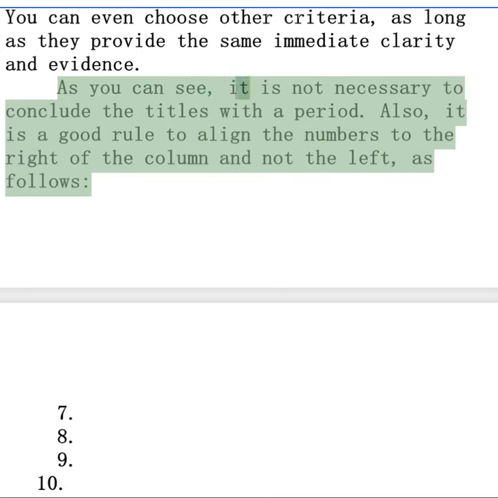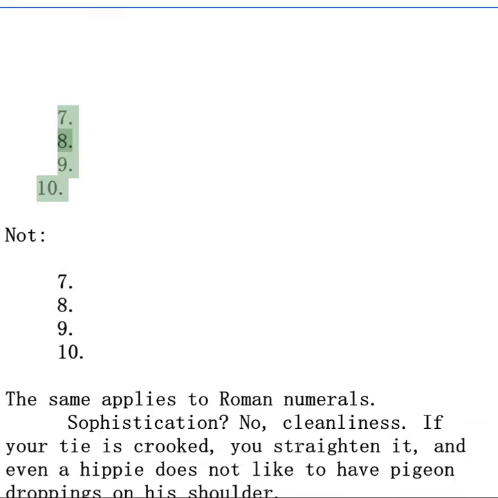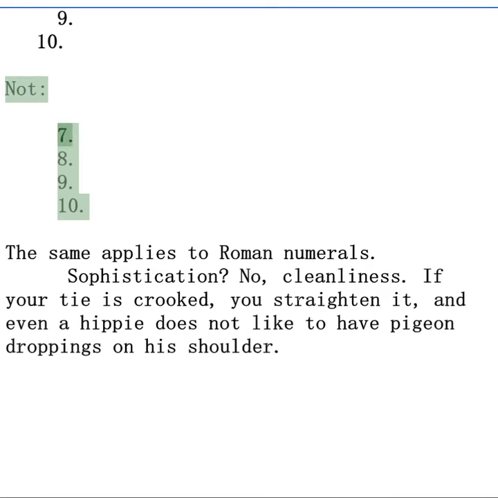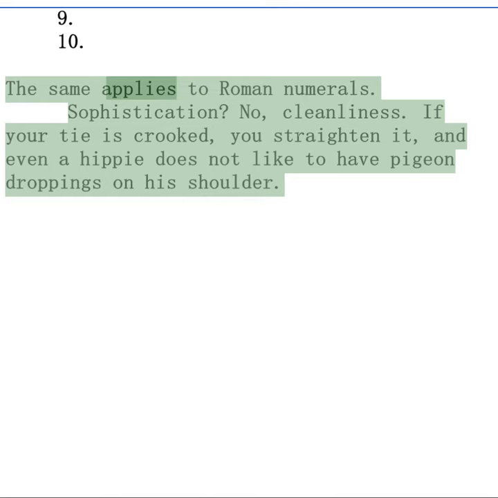As you can see, it is not necessary to conclude the titles with a period. Also, it is a good rule to align the numbers to the right of the column and not the left, as follows. 7, 8, 9, 10. Not 7, 8, 9, 10. The same applies to Roman numerals. Sophistication? No, cleanliness. If your tie is crooked, you straighten it, and even a hippie does not like to have pigeon droppings on his shoulder.